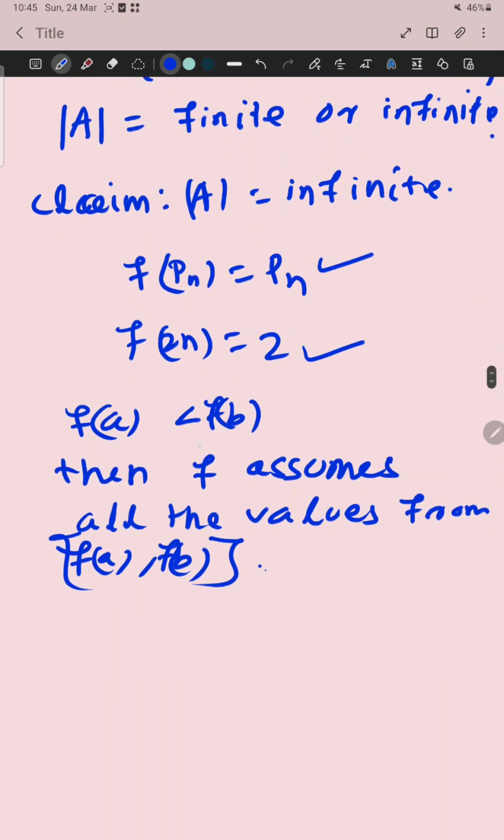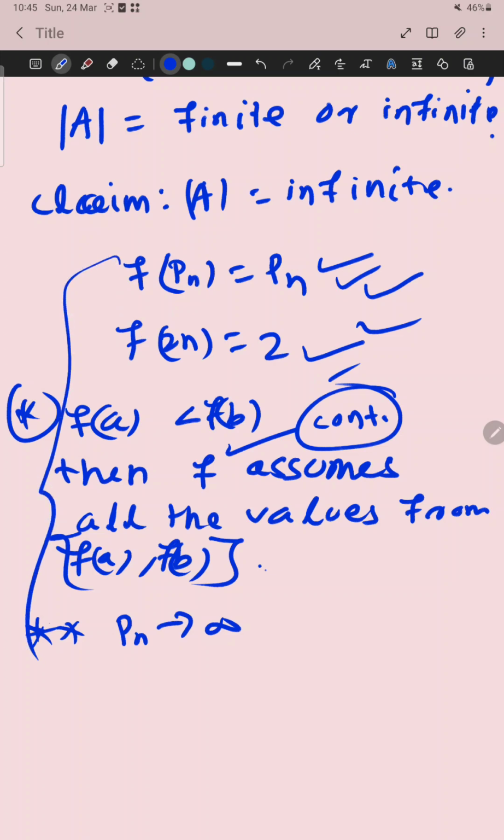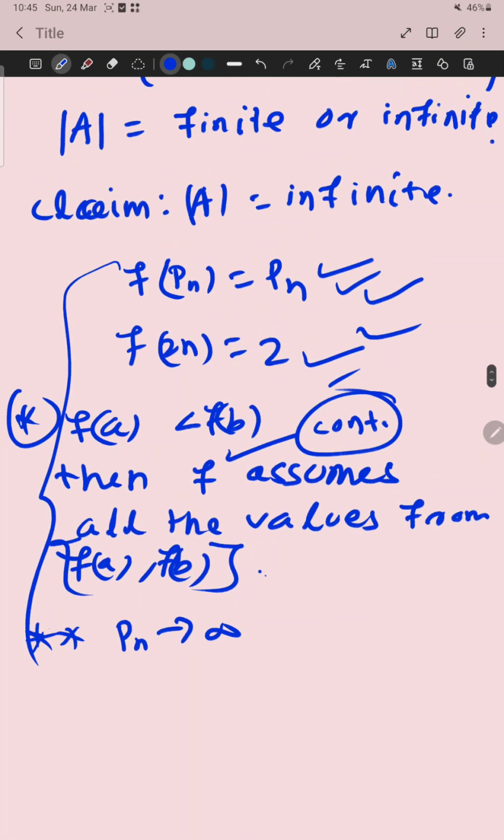This is the interesting property for the continuous function f. Here the main point is continuity. This property, the star property, and these three things will come, and one more property is that Pn tends to infinity. These four properties, double star, star, double star, and this property, combined help us to conclude that the cardinality of A is infinite.